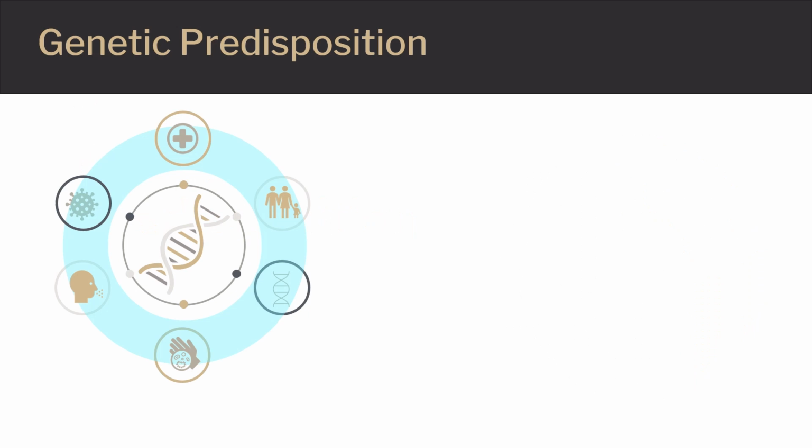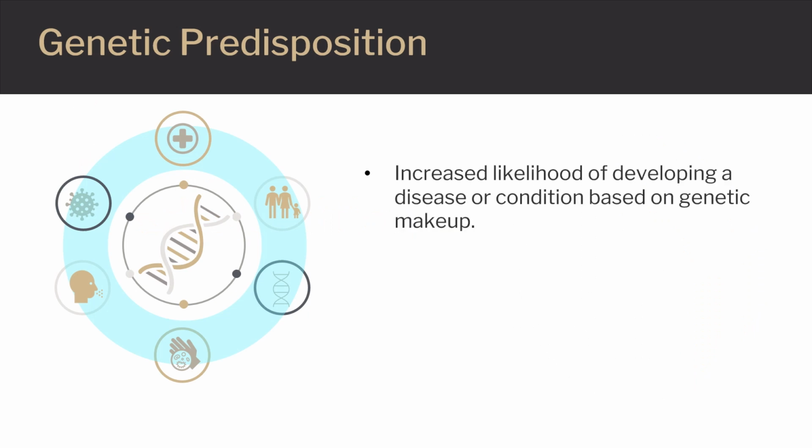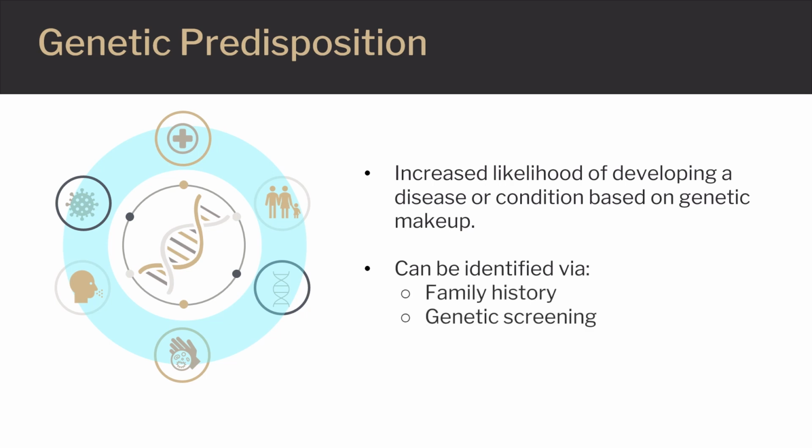A genetic predisposition, also known as genetic susceptibility, is an increased likelihood of developing a particular disease or condition based on a person's genetic makeup. It's important to note that predisposition contributes to the development of diseases and/or conditions, but it's not the actual cause. Whether an individual is predisposed to a condition or disease can be determined based on family history and/or genetic screening.